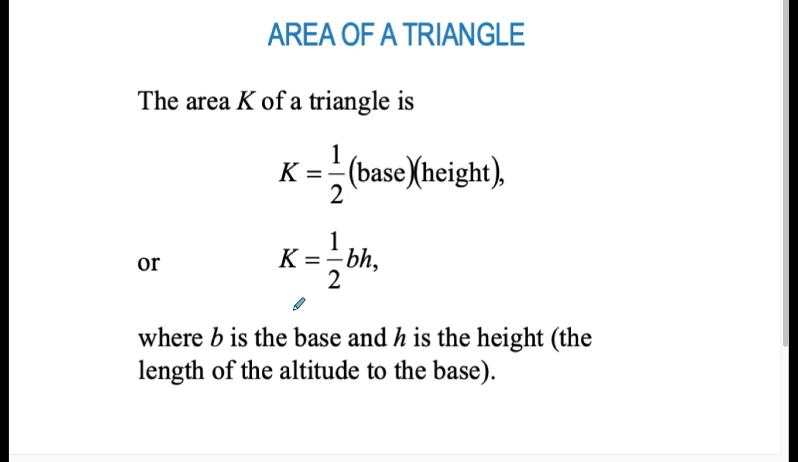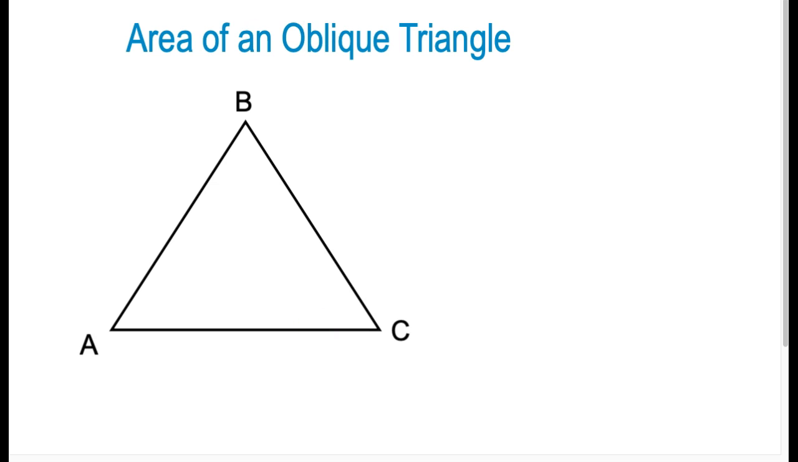What we want to think about here is the height. Remember, it would be if I were to draw a line from B straight down like that. That would be the height of this triangle, and also remember that would form a right angle here.